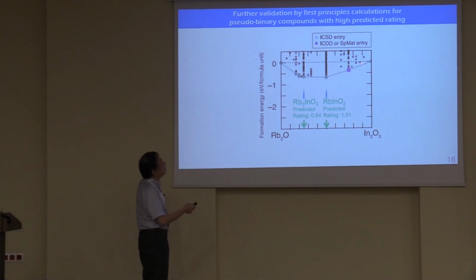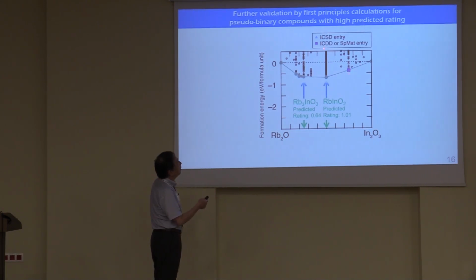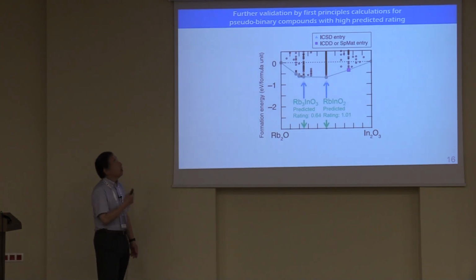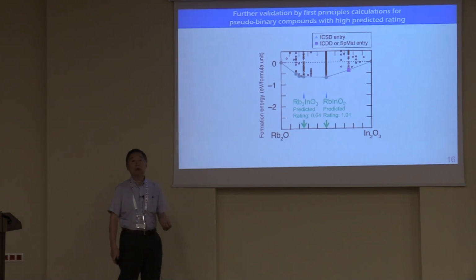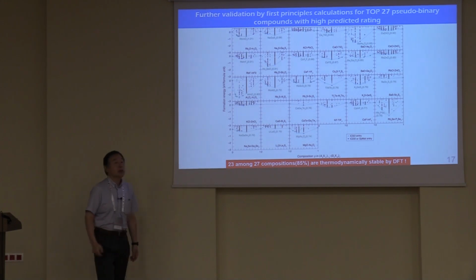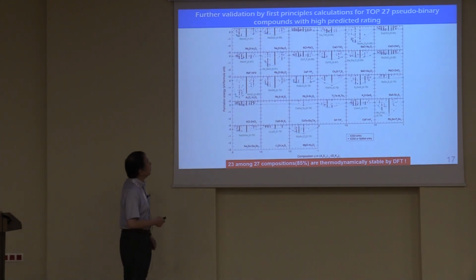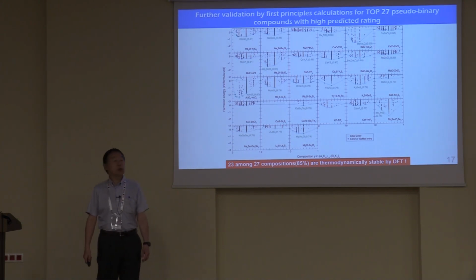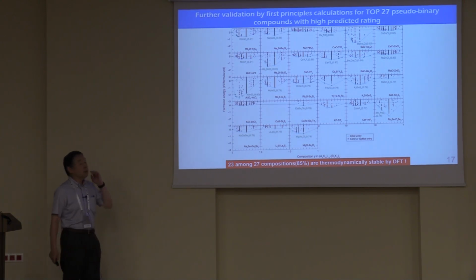And the other one was already reported in ICDD. So this was used as a test. So we computed these two and they were on the convex hull. So in that way, by first principles calculation, this predicted result was well confirmed. The similar investigation was performed for 27 different composition pseudo-binary systems and we found that 23 among 27 compositions are located on the convex hull, so it means they are thermodynamically stable by DFT.